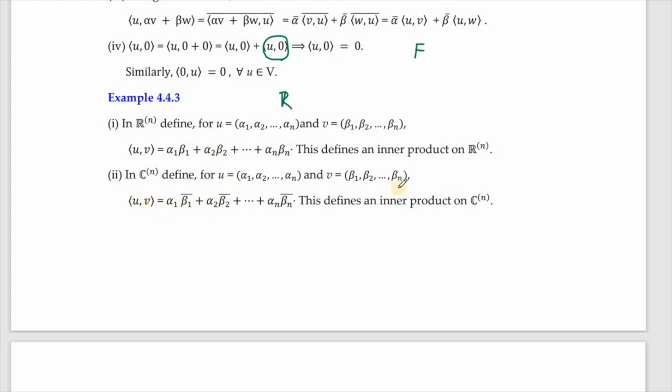Here, because each component is a complex number, you have alpha 1 beta 1 conjugate, alpha 2 beta 2 conjugate, and so on, alpha n beta n conjugate. You can define it the same way as in the previous case, but here, because of the complex numbers, we have alpha 1 beta 1 conjugate and so on. These two are called the standard inner products on Rn and Cn.